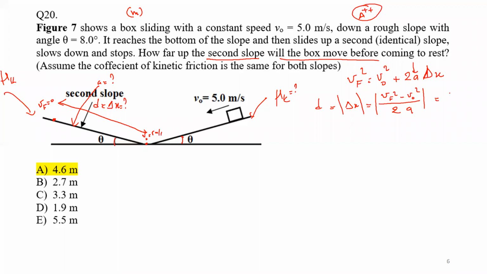Okay, so it will be the absolute value of 0 minus 5 square divided by 2a. Now first I need to get a. Those who know the formulas can get a directly, easily. But let me do it step by step. So first let's get the acceleration a in this slope here.